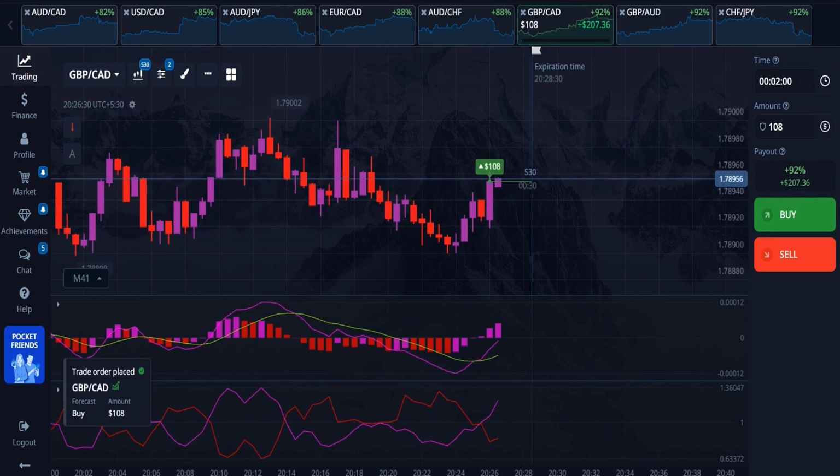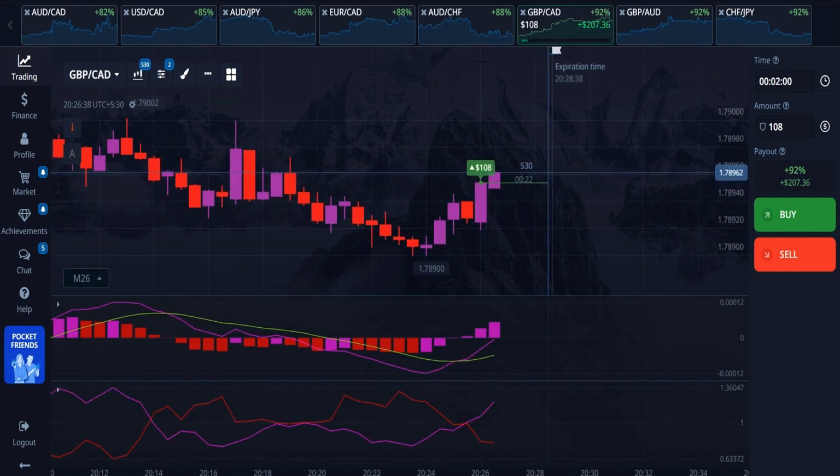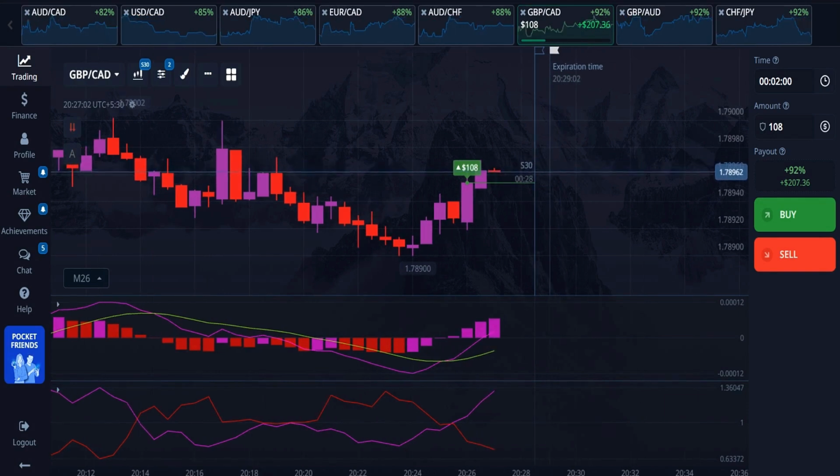Now, watch closely. After the crossover, we first got a bearish candle. This means the price is still adjusting. But right after that, we got a strong bullish candle, confirming the buying momentum. Now is the right time to take a buy trade. Let's see how this trade plays out. Stay tuned and watch till the end to find out.